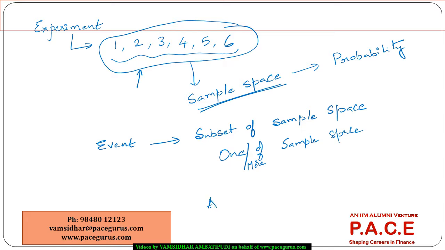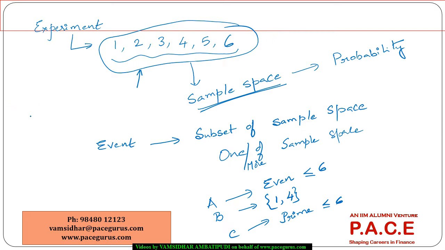Probably I'll call an event A a set of even numbers less than or equal to 6. Or I can say B, another event containing the numbers 1 and 4. Or I can say an event C containing the prime numbers less than or equal to 6. So these are all different kinds of events, which are primarily subsets of the total sample space where zero or more elements of S are present in it.